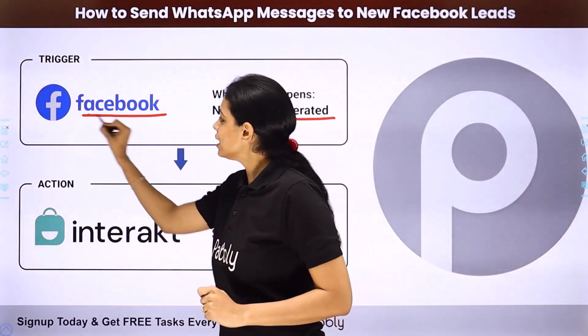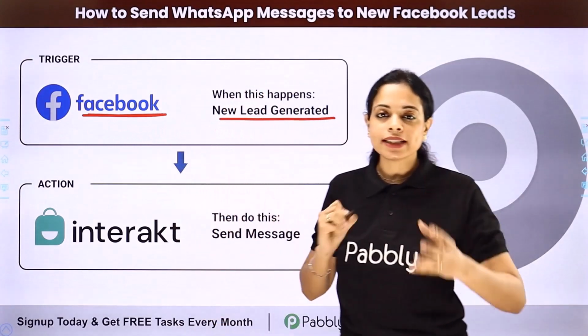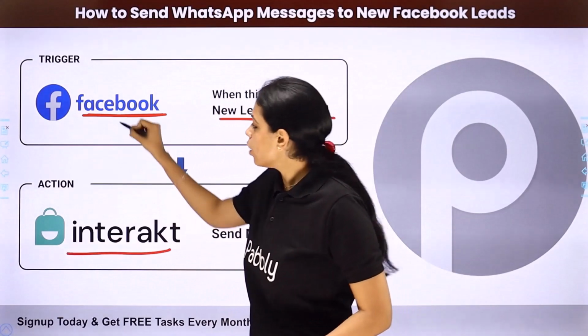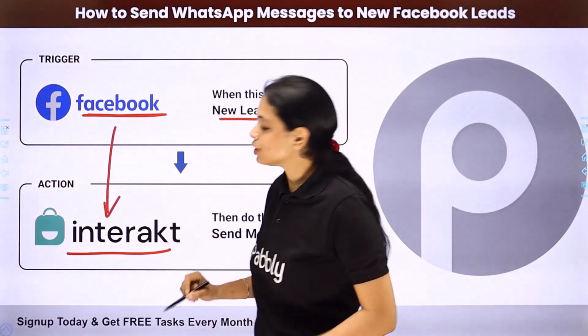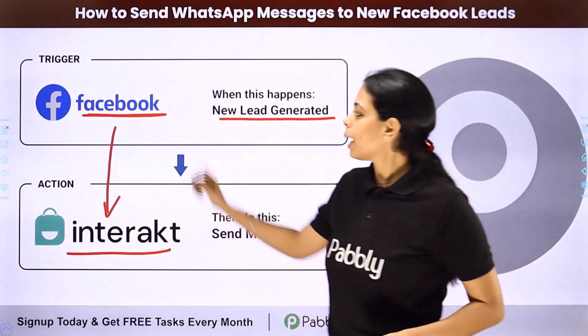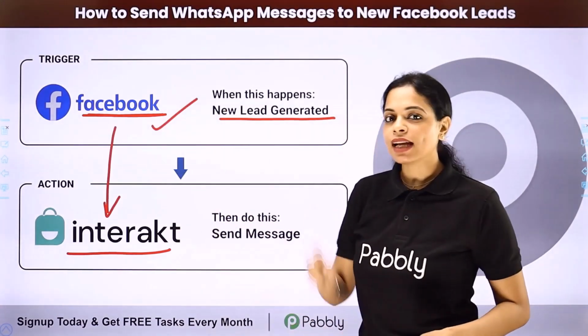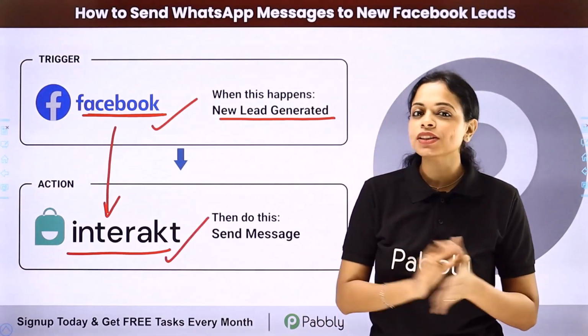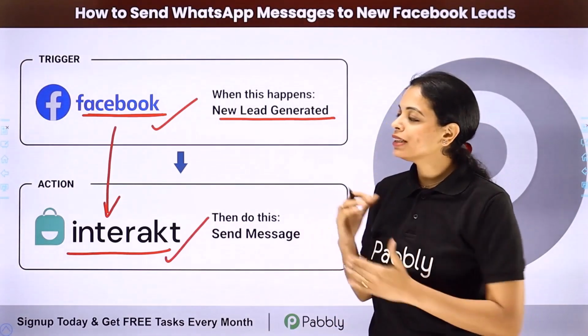For this, you will have to integrate this with the application that can help you in sending WhatsApp messages. Here we are using Interact. Now, you have to integrate the two applications and the same thing can be done using Pabbly Connect software. Here, your trigger application would be Facebook lead ads and your action application would be Interact. Now, how can you do this yourself? Integrate and automate this entire process.